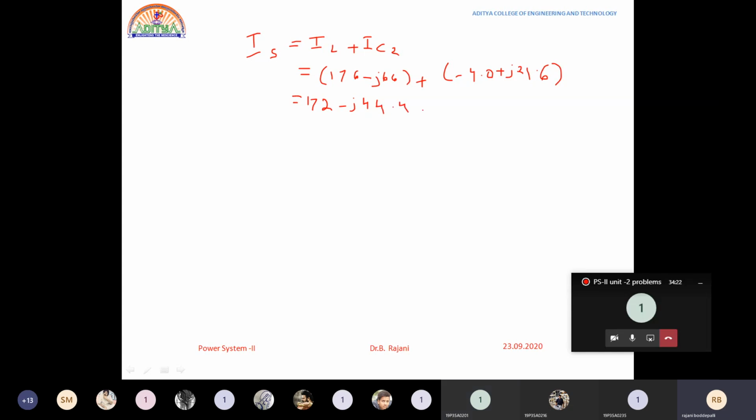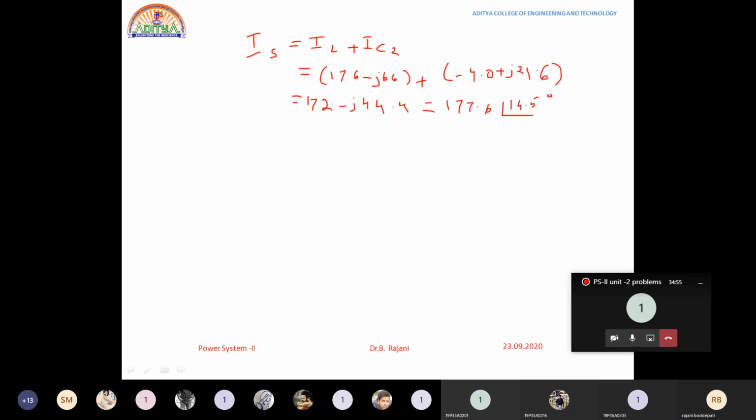Now that is equal to, in polar form, 177.6 into what we are getting. Any one of you, can you tell what is the angle of it? 14.5, is it not? This is 14.5 we are getting.